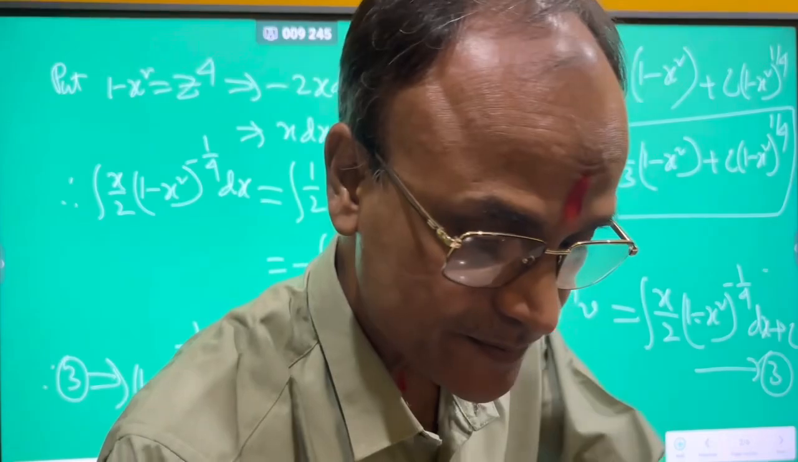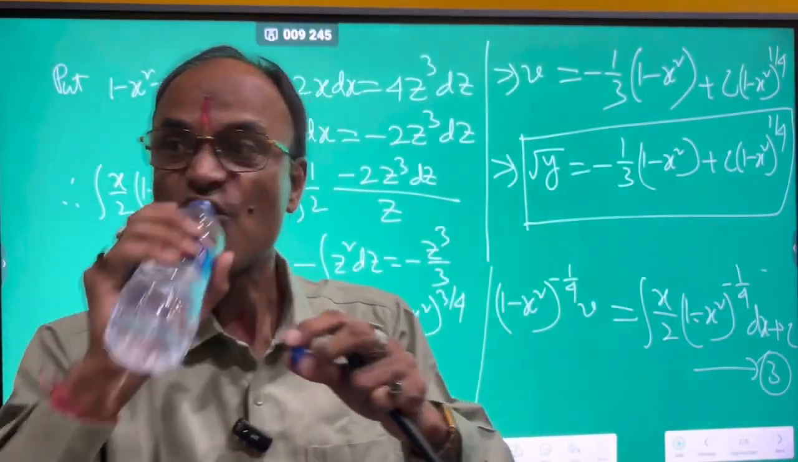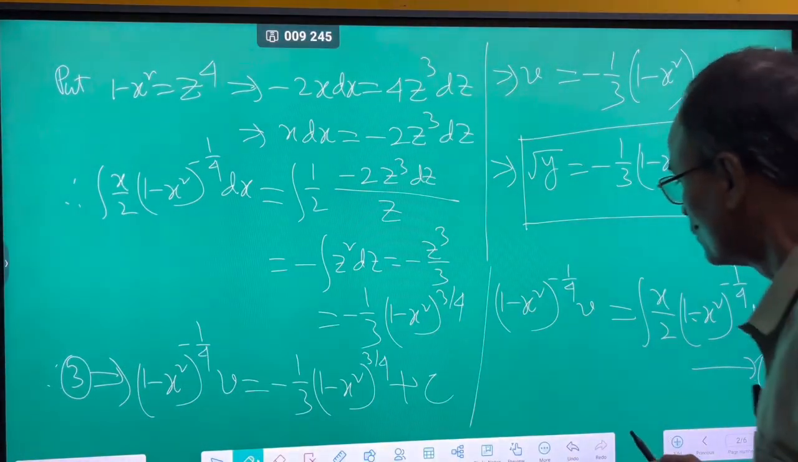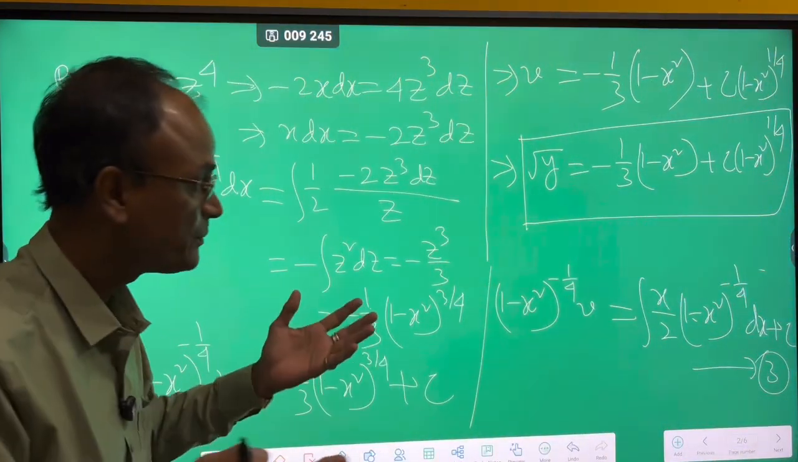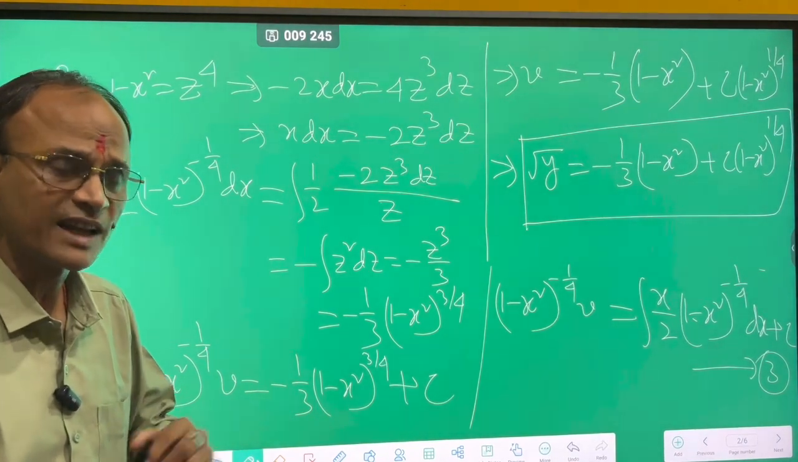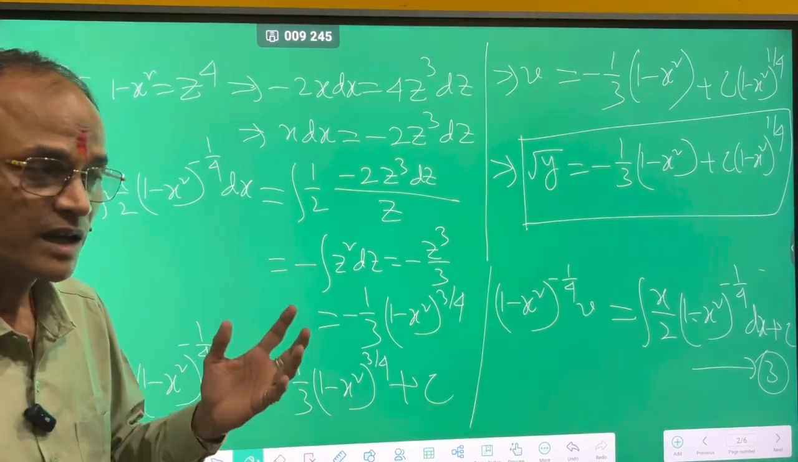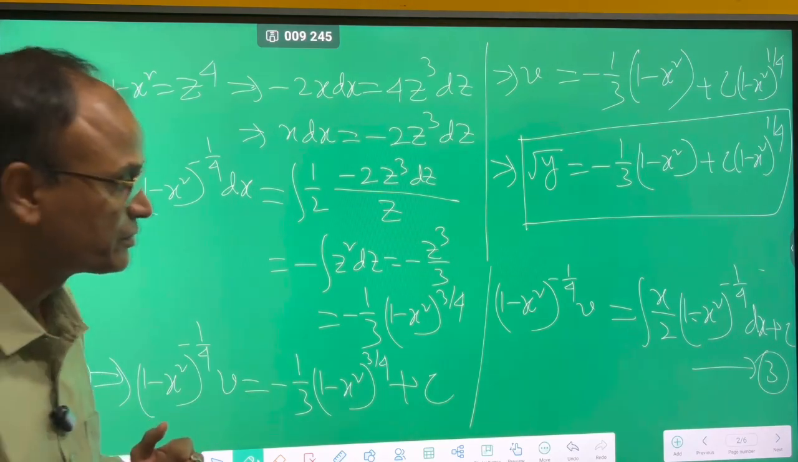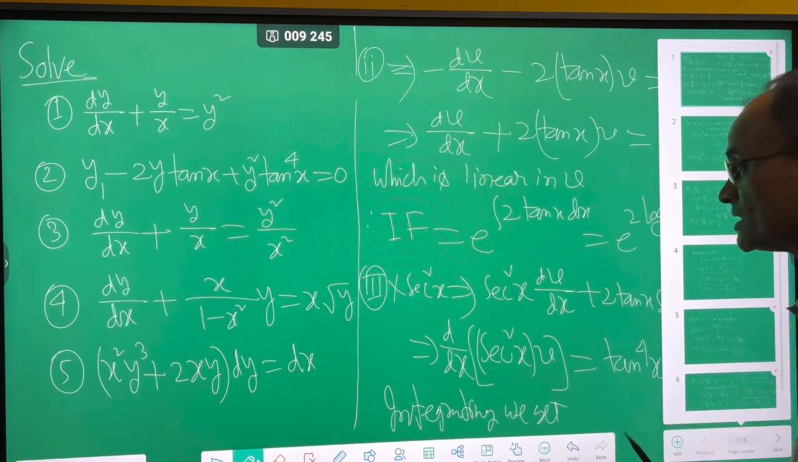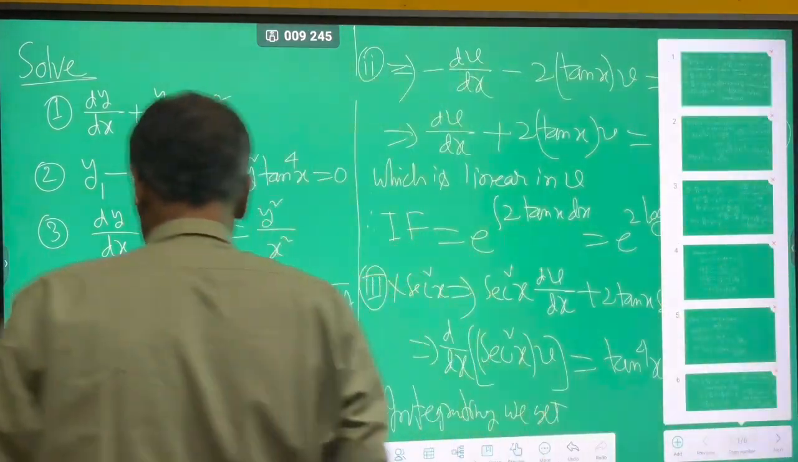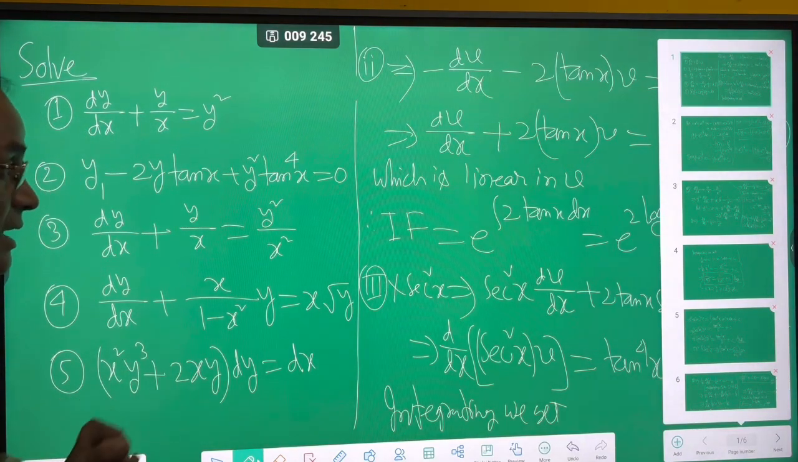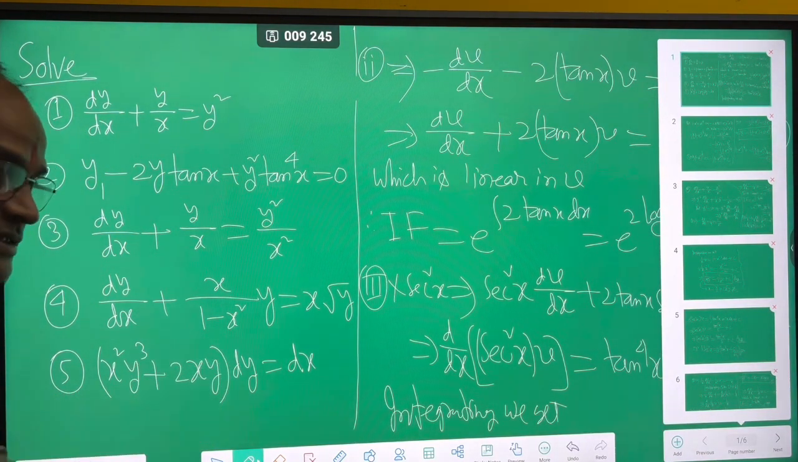Now, once again, we have solved 4 questions. Let us try to solve the last one. Question number 5. What is question number 5? X square y cube plus twice xy dy equal to dx.